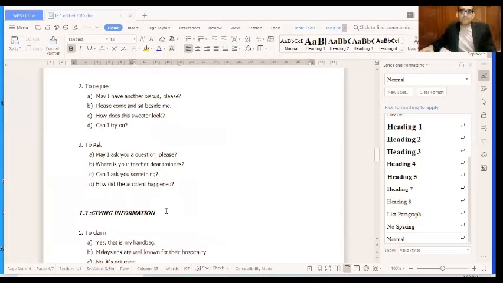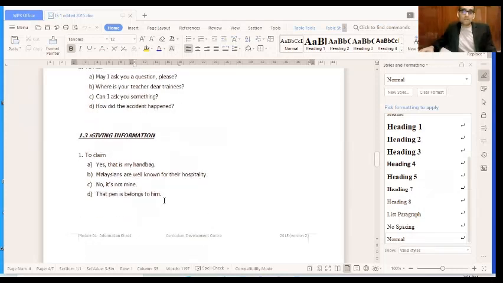Okay, the next example is to ask. So this is the function word of to ask. The example statements are, may I ask you a question, please? Where is your teacher, dear trainees? Can I ask you something? How did the accident happen? So this is known as the function of the word to ask.